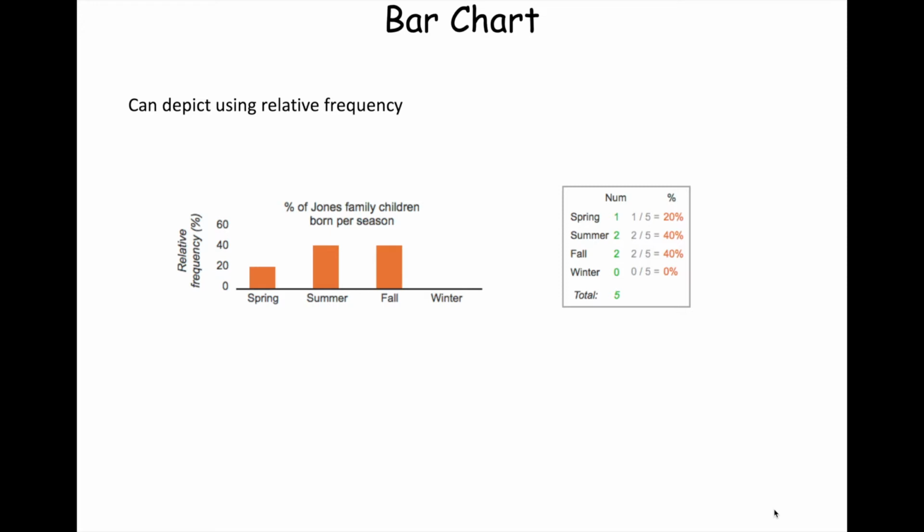Again, we had a count of one. One child was born in the spring, and you divide by five, that's 1/5, or 0.2, or 20%, or 20% probability if you want to treat it as a probability. So that's where we left off last time. Any questions about this? Okay.